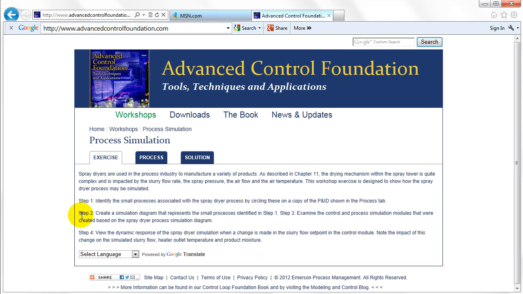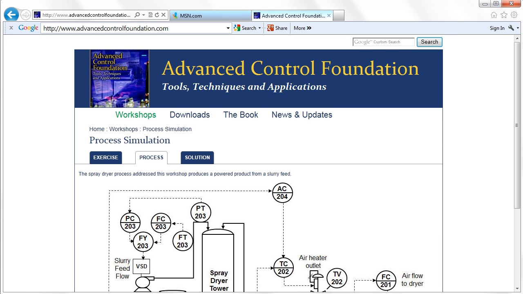In the first part of our workshop, we'll look at how, going from the P&ID, we can break the process into smaller individual processes that can then be used in simulation by creating a simulation diagram that makes it easy to go to implementation of the simulation. We'll then demonstrate the dynamic response that is achieved using the simulation we create for the spray dryer.